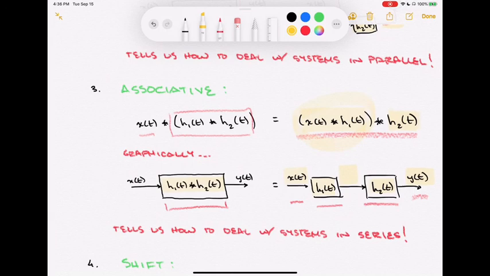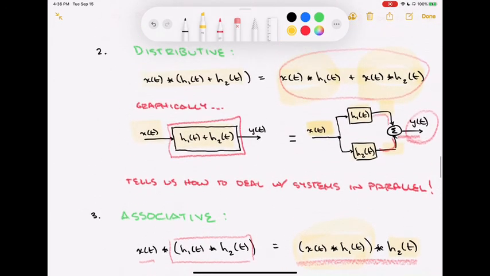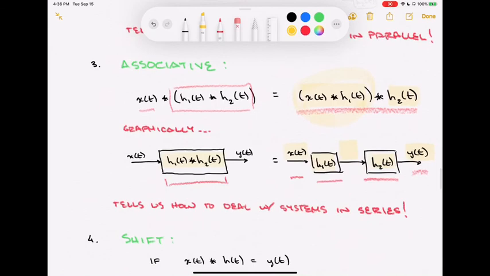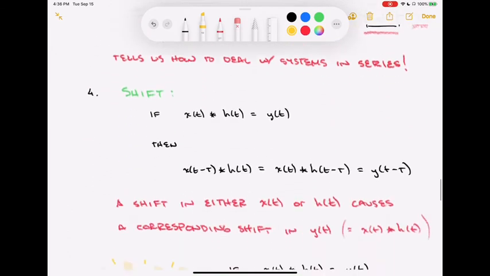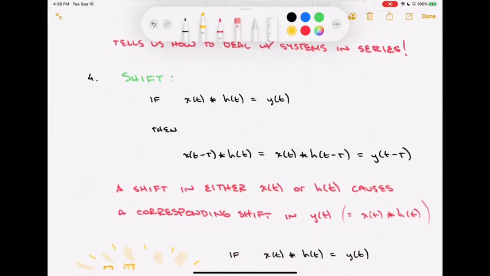So two different properties. We have the distributive and associative properties telling us how to handle systems in parallel and also systems in series. There's a shift property as well. The shift property says something like this. If I have a signal X convolved with another signal H to give me a signal Y, then if I shift either X or H, I get a corresponding shift in the output. So shift one or the other, and you get a corresponding shift in the output.